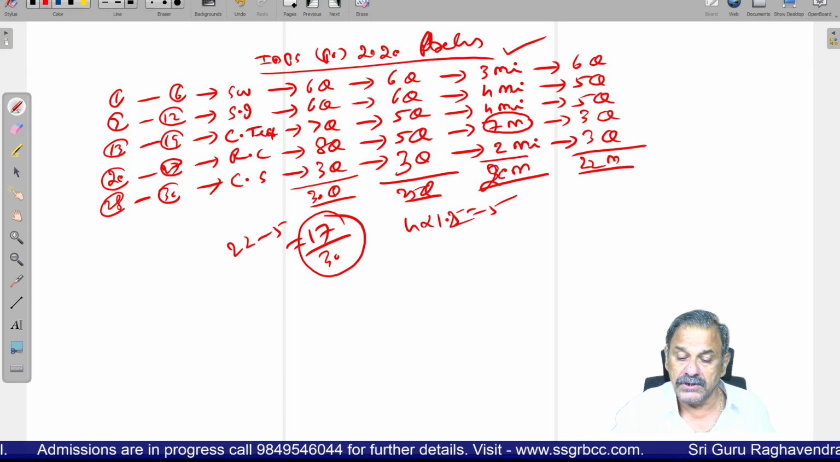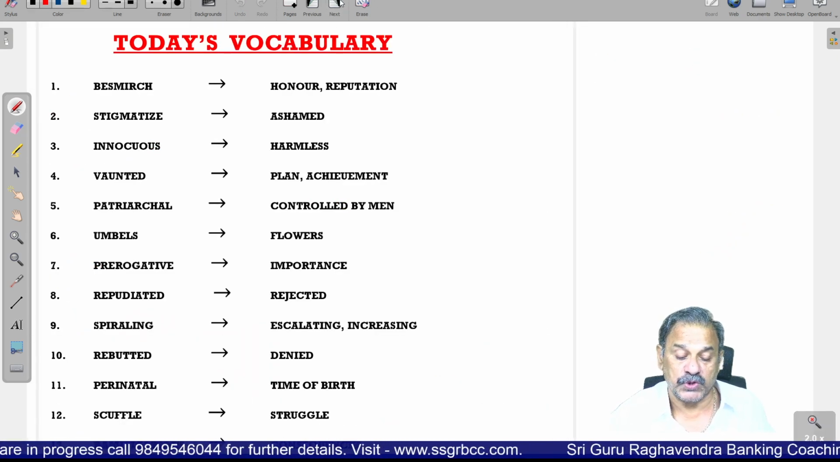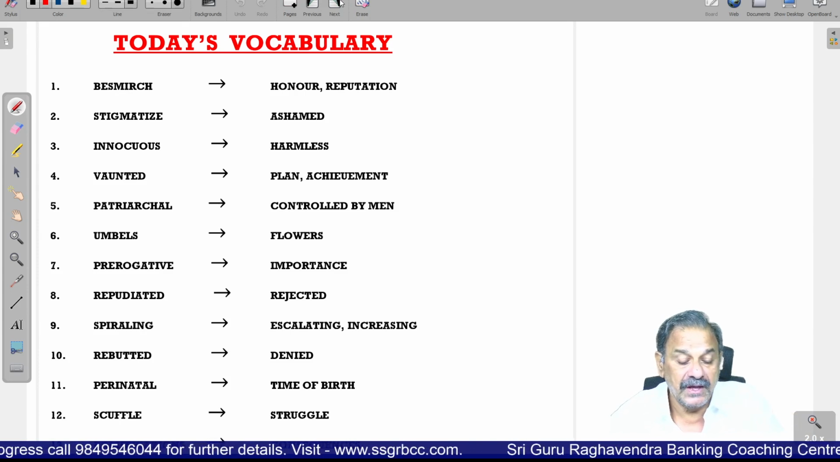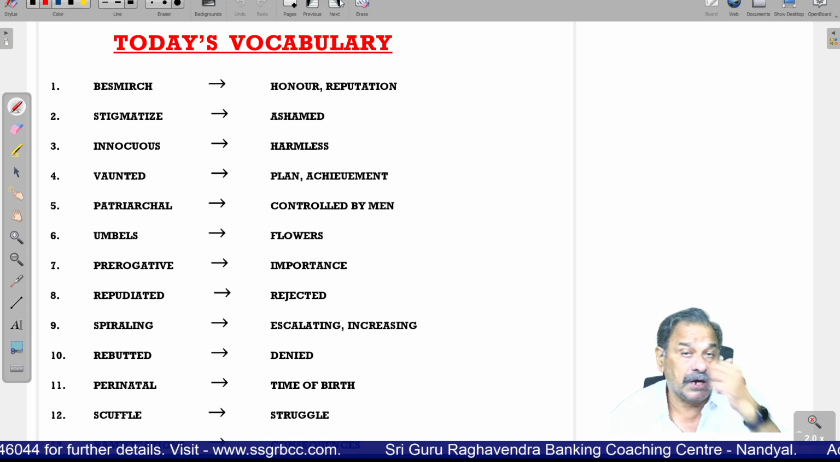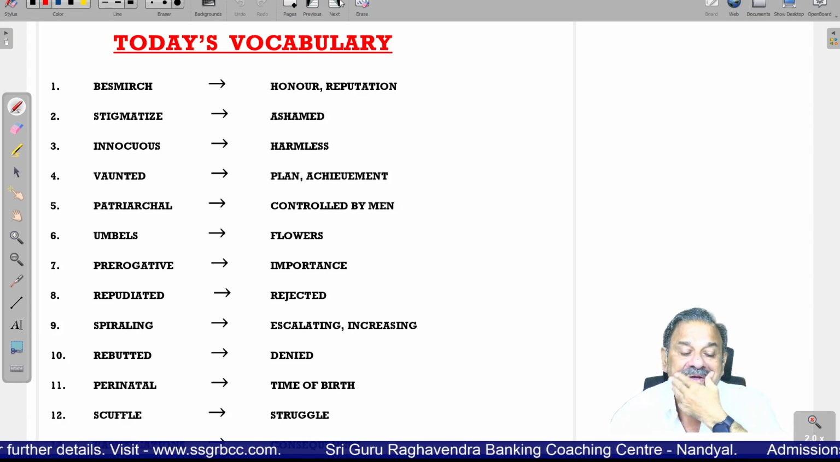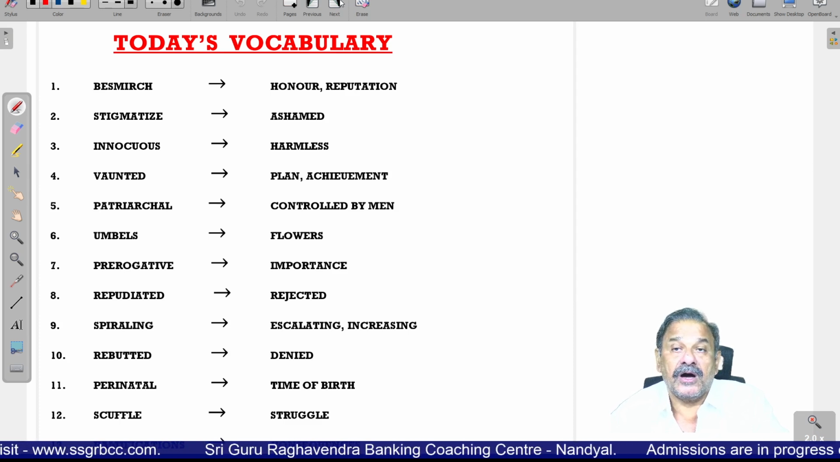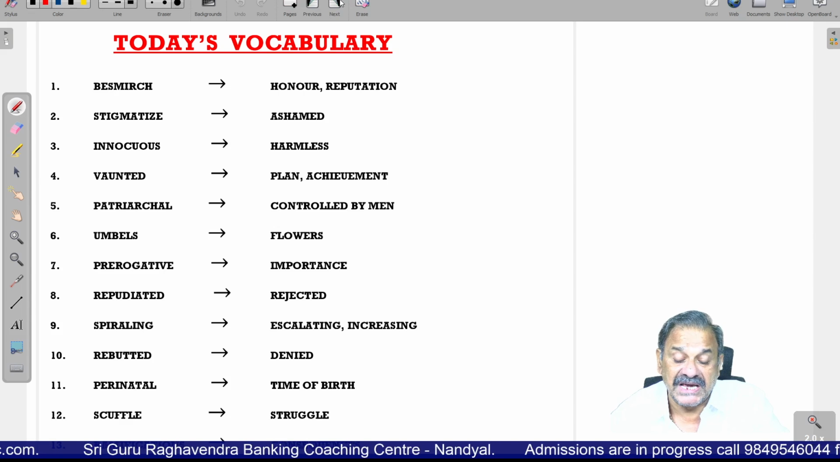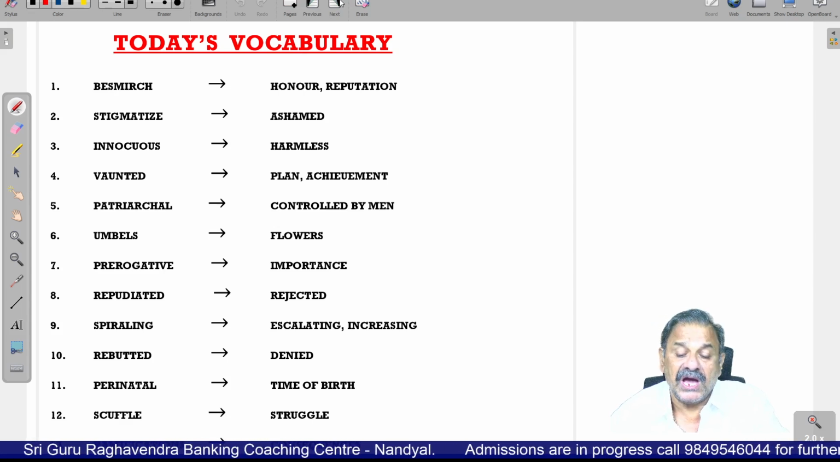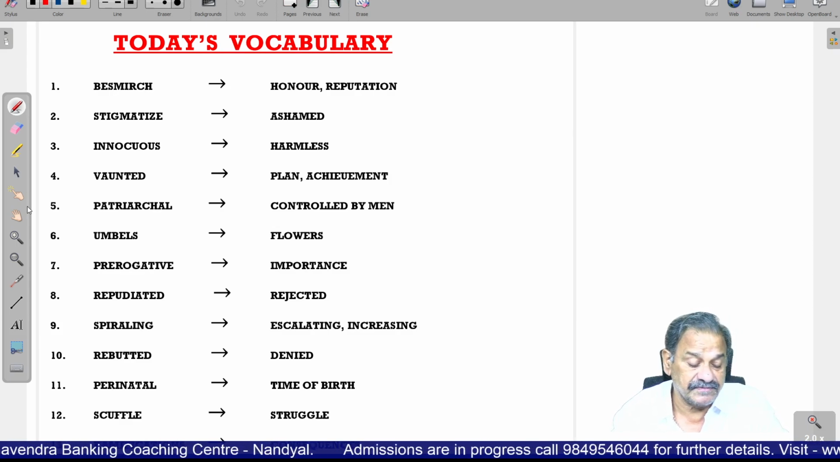Okay, Babu. Now, today's vocabulary. Besmirch means honor, reputation. Stigmatize means ashamed.